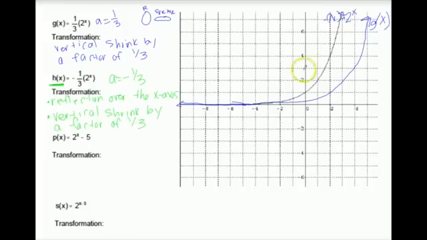All right, so this one we're going to be using g of x a good bit because it's going to be the same shape. It's going to be shrunk by a factor of 1/3. This time though, it's going to be reflected over the x-axis. Now our x-axis, keep in mind, is that horizontal line.